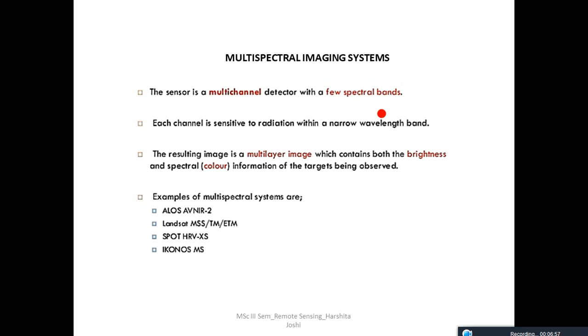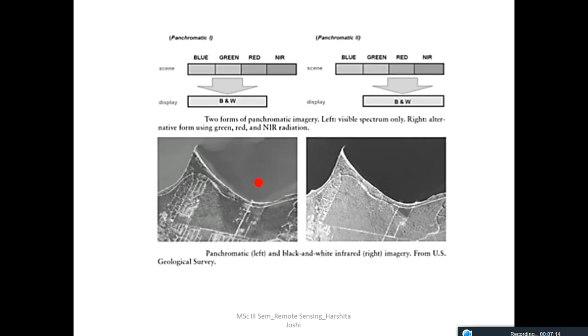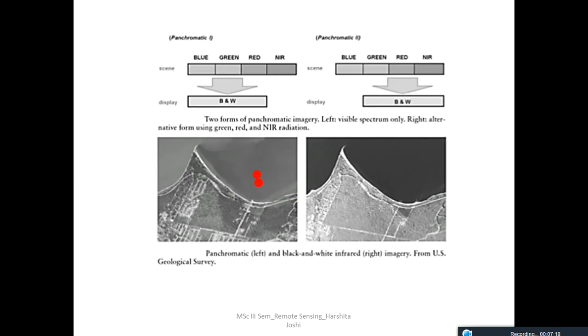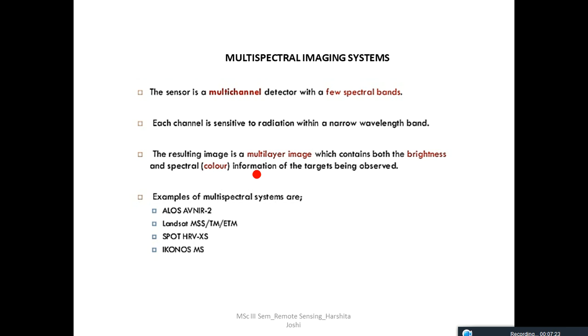Talking about multispectral imaging system, the sensor is a multi-channel detector which has a few spectral bands. It is sensitive to radiation within a narrow wavelength band, and the resulting image is a multi-layer image. So here we get a photograph, but here we get an image. If it is taken from the satellite, it may be a panchromatic imagery though. The examples of multispectral systems are ALOS, Landsat MSS, SPOT, EGNOS MS.